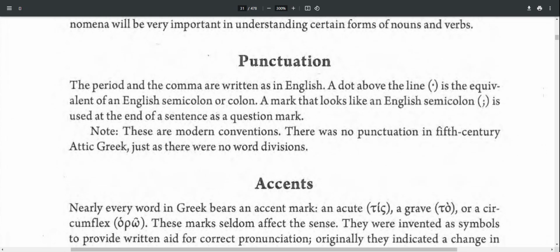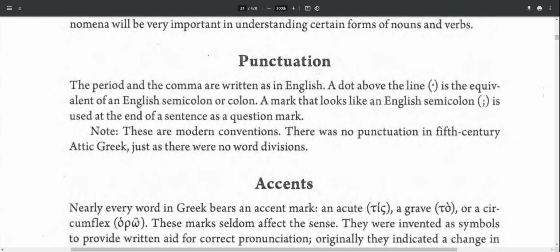And punctuation. Most of the punctuation used in Greek in modern editions is the same as English, but you have two different punctuation marks. You have this dot above, which is equivalent to a semicolon or a colon, and you have to guess in some way.